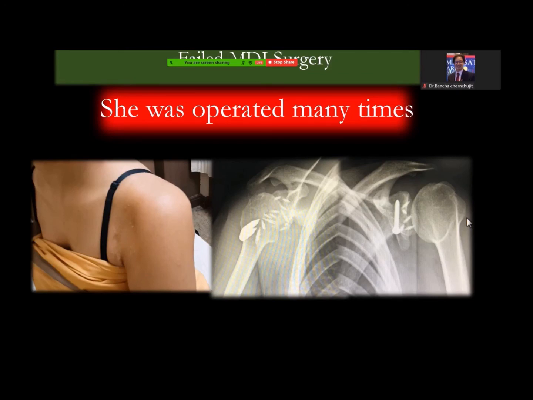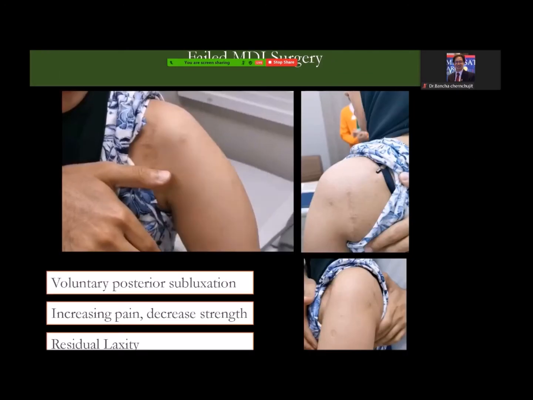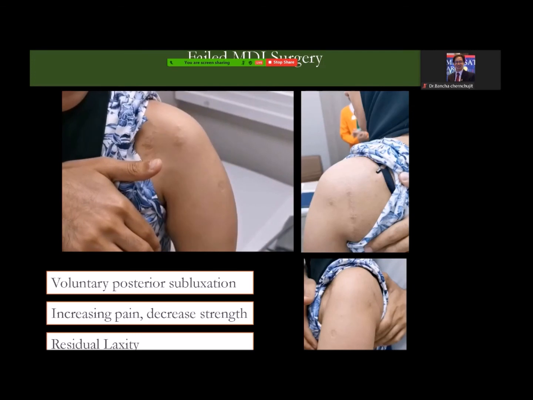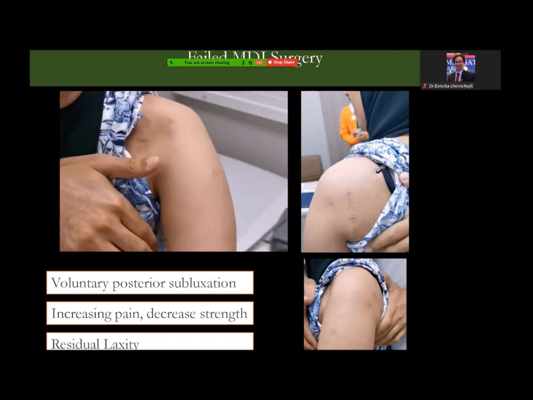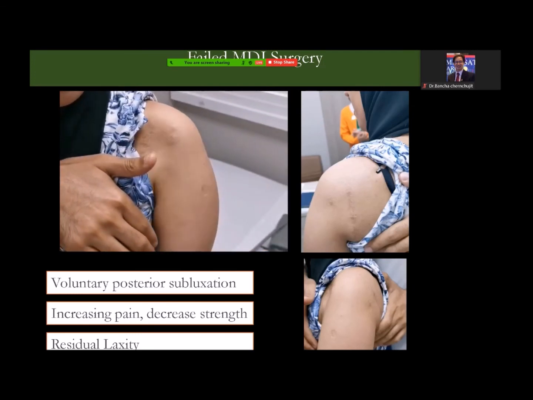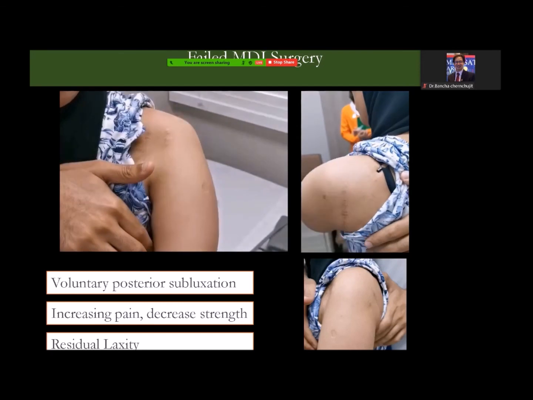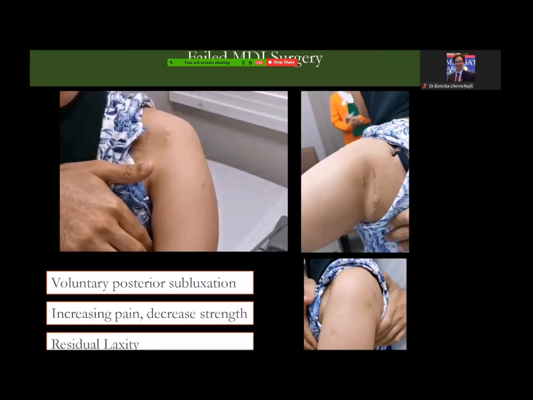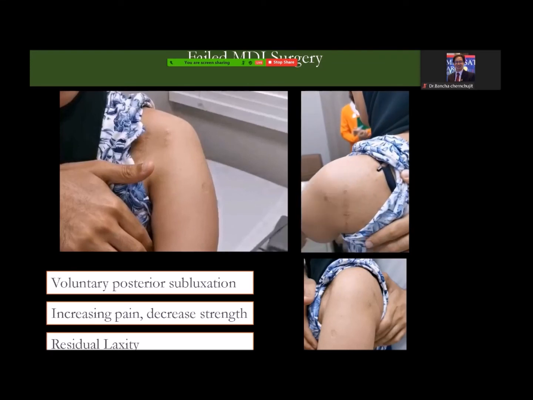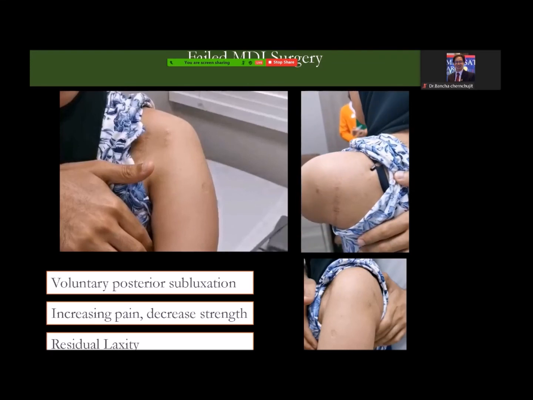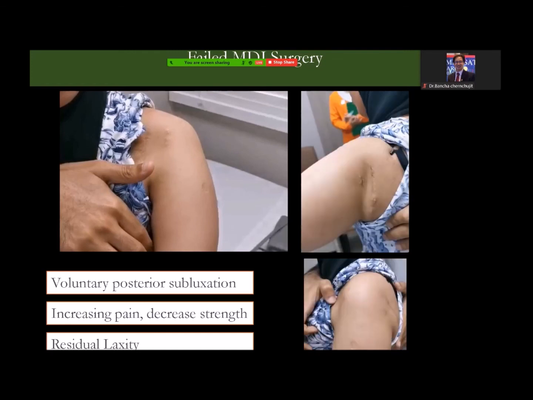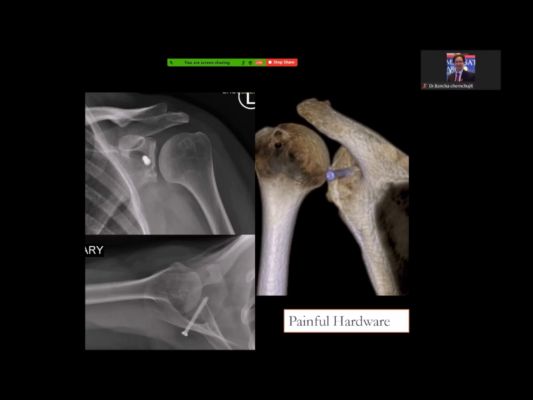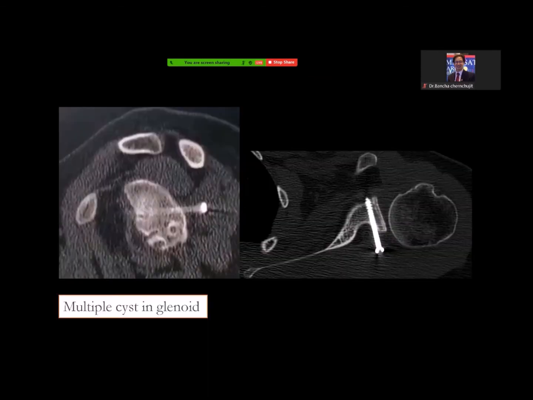The failed MDI patients. Also, this patient has voluntary posterior subluxations. She has had anterior surgery, posterior surgery, Latarjet, bone block, everything, but the shoulder still failed after surgery. She's suffering from the surgery, and I dare not do anything to the shoulder. She was referred from another hospital.